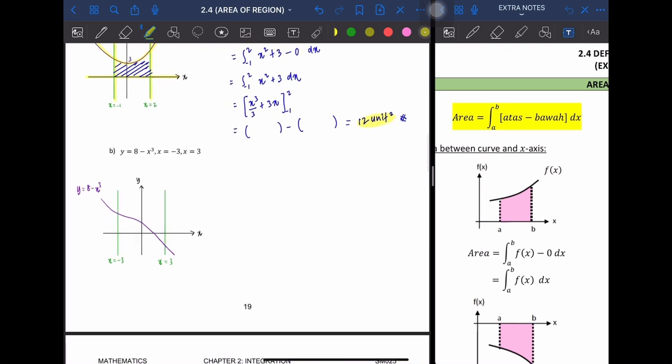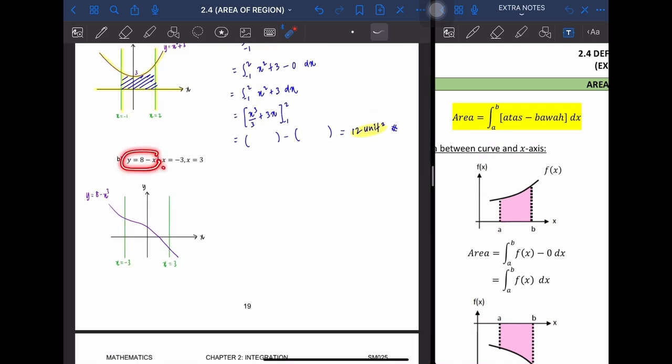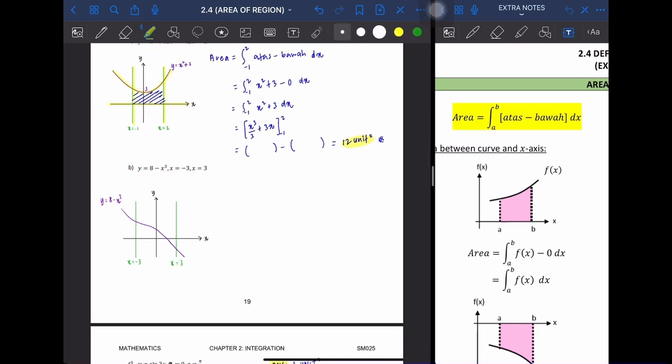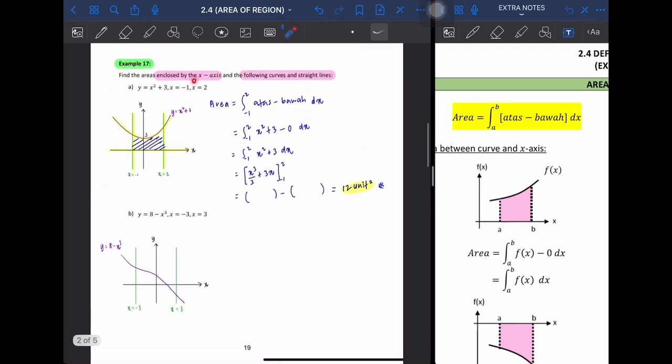So yang B pun sama. So first, we need to draw the graph first untuk kita tengok kawasan mana yang enclosed ataupun terkurung. Okay, so I've drawn the purple one and then x negative 3 and also x equal to 3. So now we want to find the area of region bounded by all the conditions. So the first one, dia kata bounded by x-axis tadi. So x-axis is here. And then next, bounded by the curve. So ada satu curve je for this one, which is the purple one.